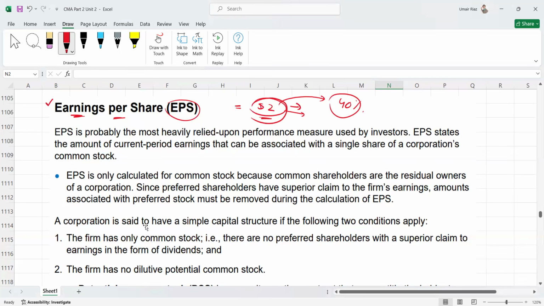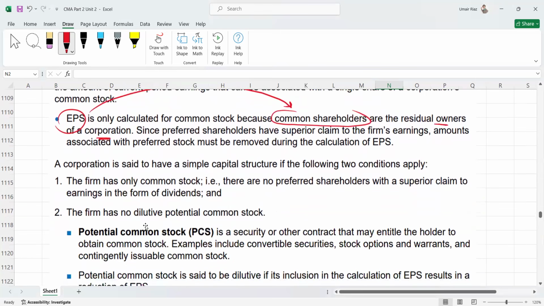Please also note, earnings per share is always calculated for common shareholders. Common shareholders are also known as ordinary shareholders, because ordinary shareholders or common shareholders are the residual owners of the corporation. That is why whenever we calculate EPS, it is mainly for the common shareholders. So we remove the preferred dividend which we pay to the preferred shareholders from the EPS calculation. Understood?